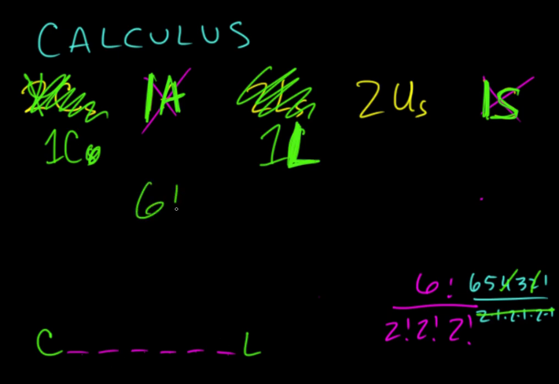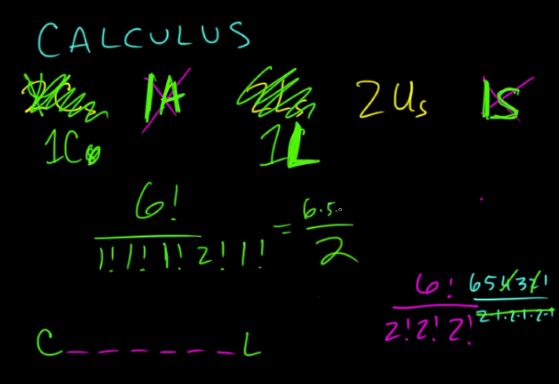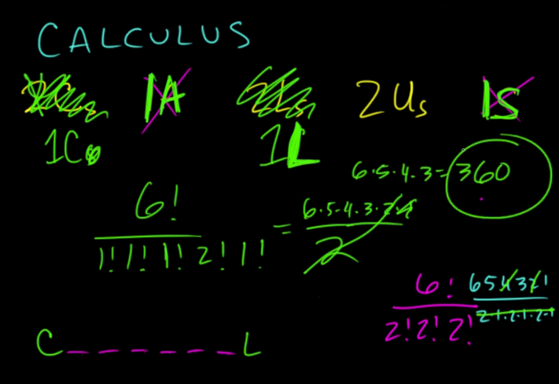And so we're going to get 6 factorial, but with the stuff that's left over, there's only 1, so 1 factorial, 1 factorial, 1 factorial, 2, and 1. Okay, if we do that, the bottom is just going to be a 2, and the top is 6, 5, 4, 3, 2, 1. So these 2's will cancel, the 1 doesn't matter. So if we do 6 times 5 times 4 times 3, we get 360, and so there's 360 for that one.